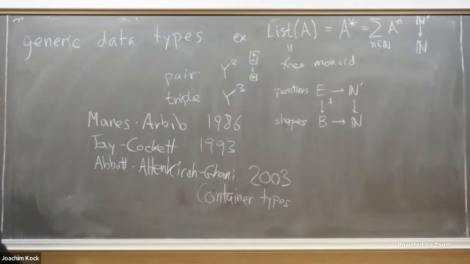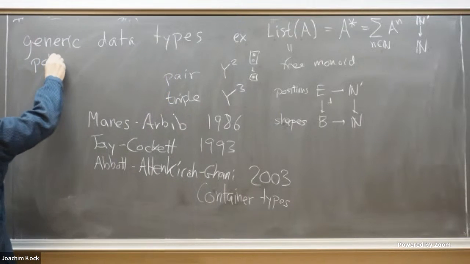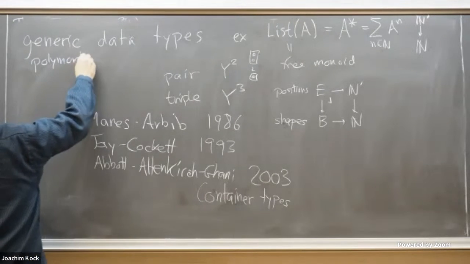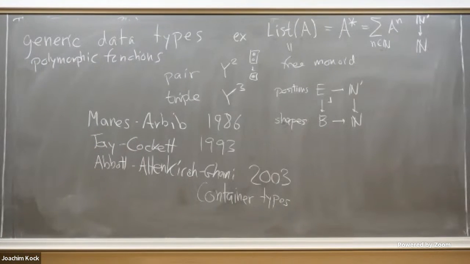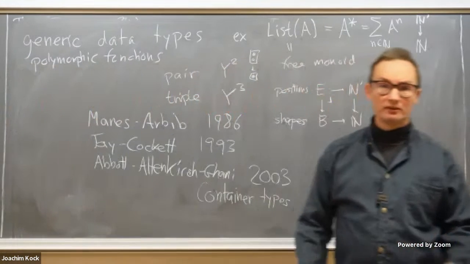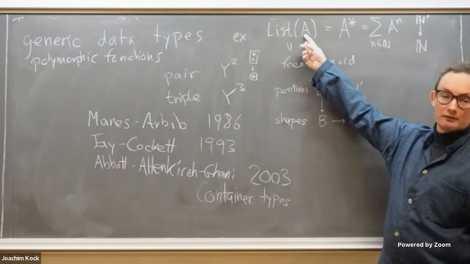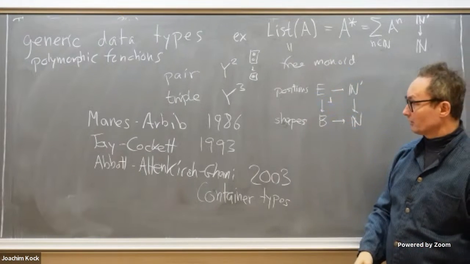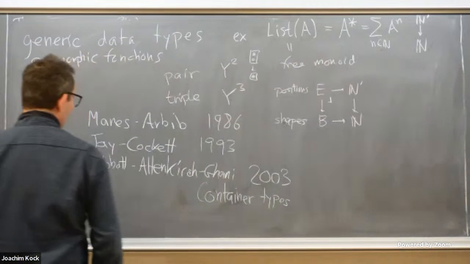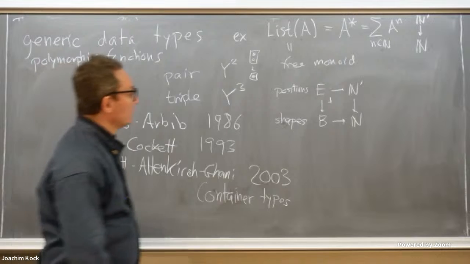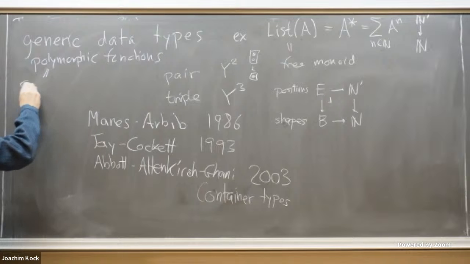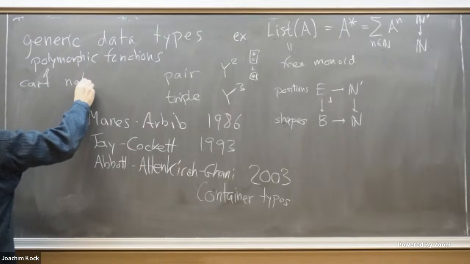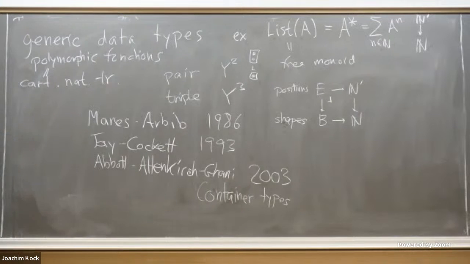So generic data types is not enough. There's also polymorphic functions. And what are polymorphic functions? They're roughly those operations on data types that you can do independently of the input to your construction. And Jay and Cockett realized that these are just the Cartesian natural transformations between polynomial functors.